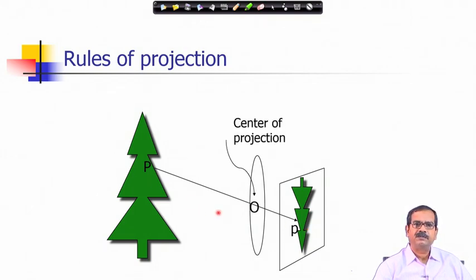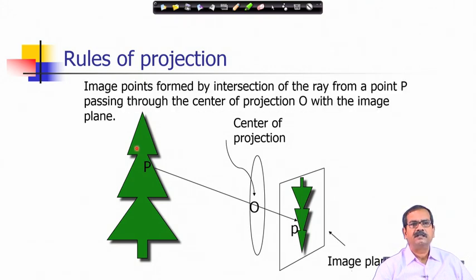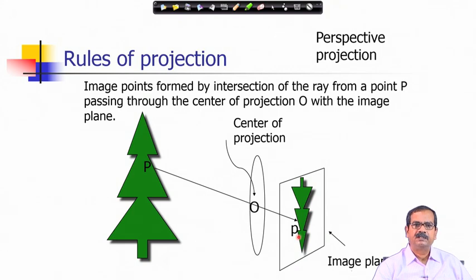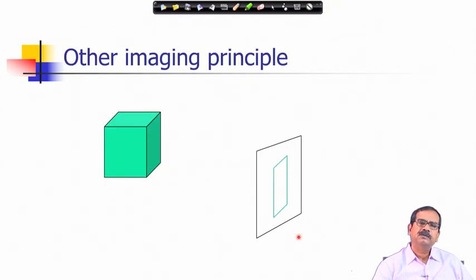So, this is the center of projection as I mentioned, and this is the image plane, and we can summarize this rule as: image points are formed by the intersection of the ray from a point P, passing through this center of projection O, with the image plane. This kind of projection is known as perspective projection. But this is not the only way images are formed. There could be other kinds of imaging principles, other rules of projection.